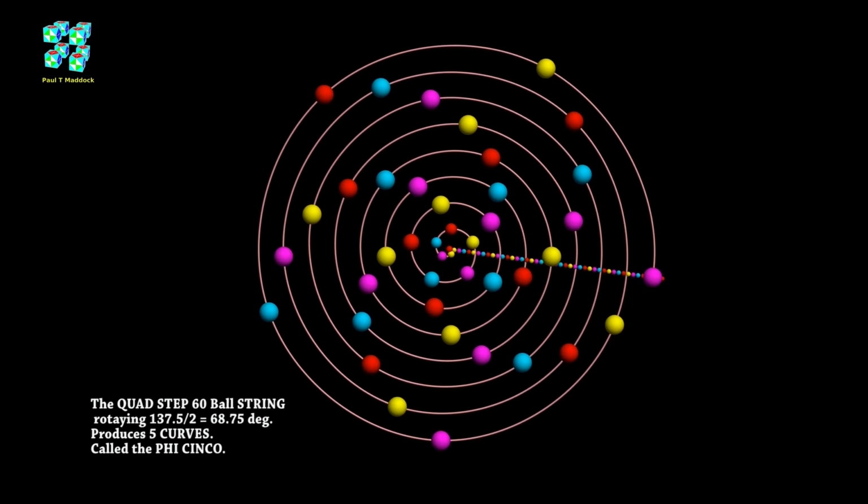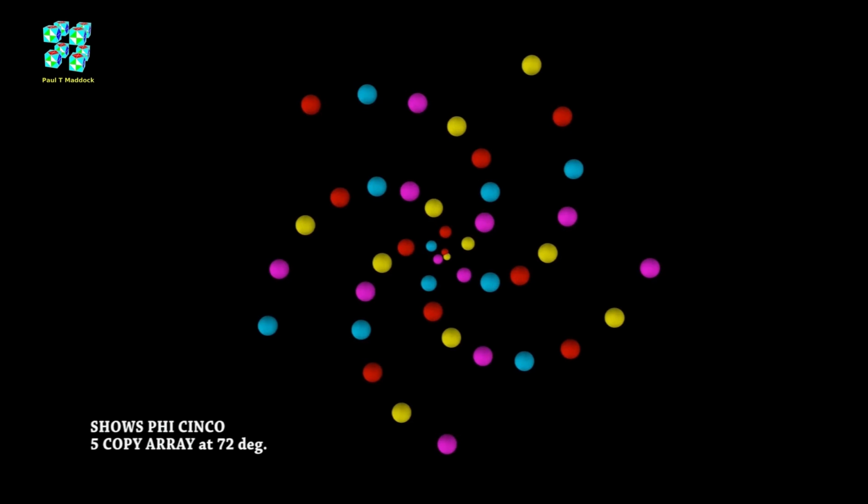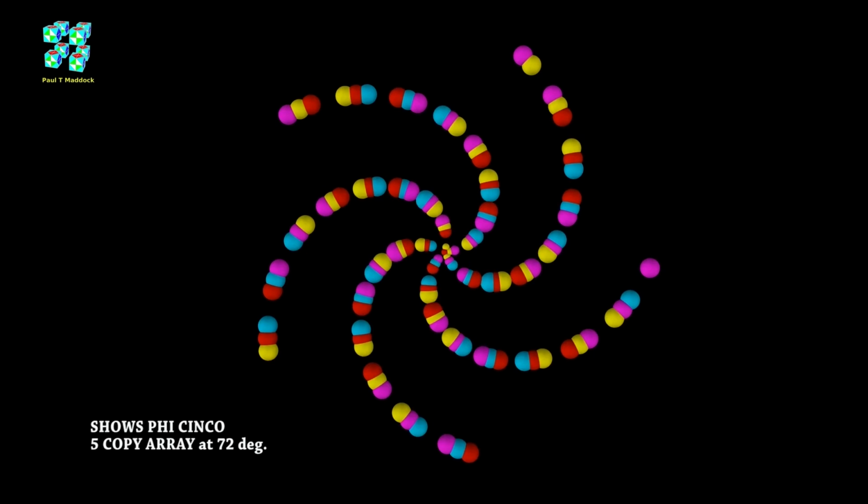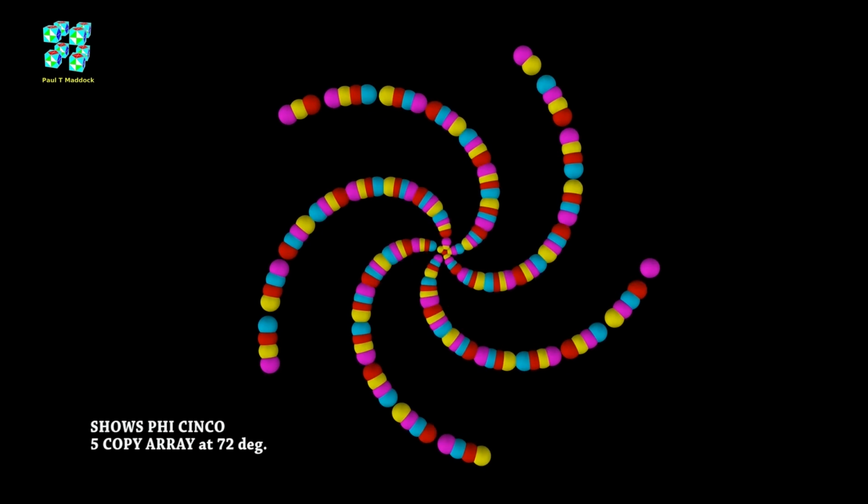Okay, I'm showing in front what I call a phi synco. Now look what happens when I make 5 copies of this synco and rotate them 72 degrees. Now you can see in front that the quad step arrangement is being arranged perfectly in a sequence.